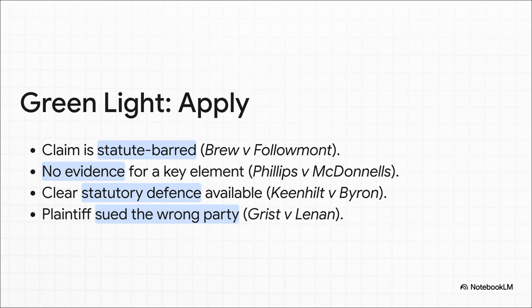If you see a claim that's clearly out of time because of a limitation period, like in Brew v Valamont, that's a prime candidate. If the plaintiff has a fatal gap in their evidence, they just can't prove a key element, go for it. Same goes for a clear statutory defense, suing the completely wrong person, or trying to run a claim that just doesn't exist at law. These are the sweet spots for a Rule 293 application.